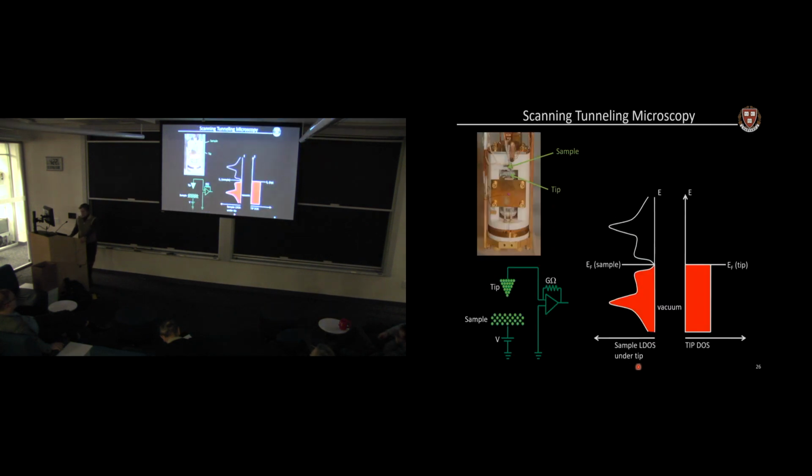So how can we do that? So this is my technique of choice, scanning tunneling microscopy. And STM allows us to operate in a B field at the nanoscale and to measure empty and filled states. How does it work? We have our sample.